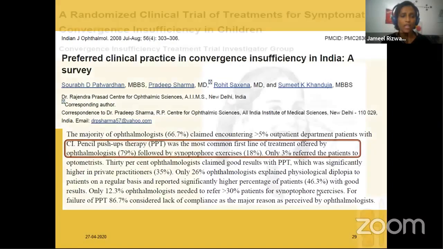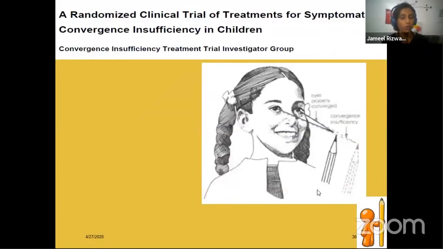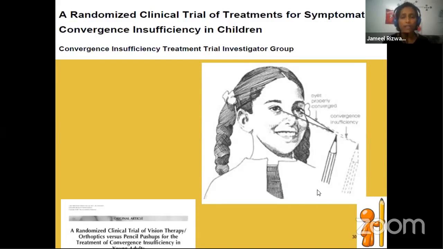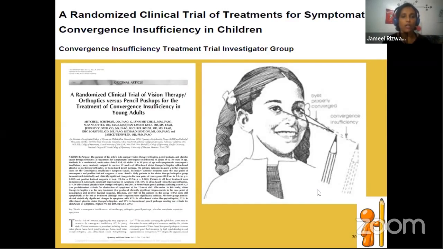And then after which many studies came in, but this is one study that I want you to go and read. Anybody who wants to practice vision therapy should be very, very familiar with this particular study, which is currently the only randomized controlled trial in this particular field, where they looked at your in-office vision therapy, which some people also call orthoptics, and how efficient it is compared to your pencil push-ups in the treatment of convergence insufficiency.